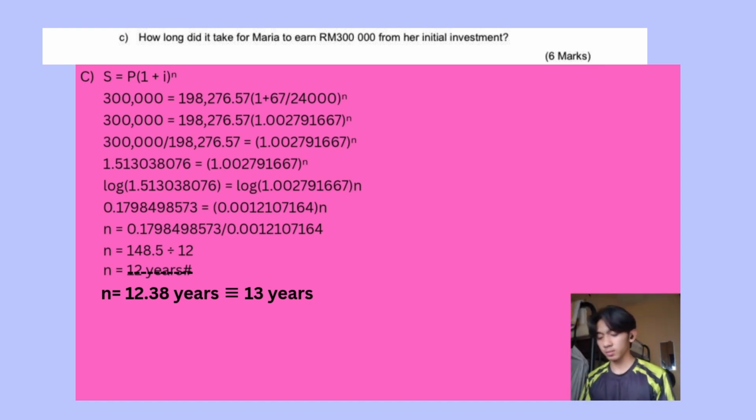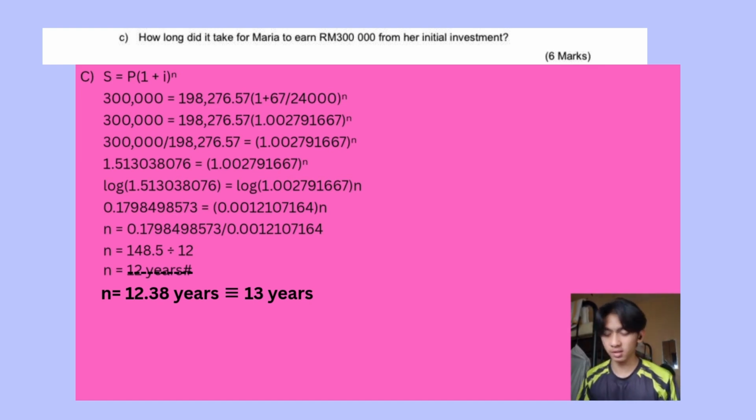And then we move the P to the left and do the calculation, and we will get 1.513 and so on equals 1.002 and so on to the power of N. And then we put log on both sides, and for the left one we will get 0.1798498573 equals 0.0012107164 times N. And then you move the N to the left, so N equals 0.179849857 over 0.0012107164, which is N equals 148.5 months.